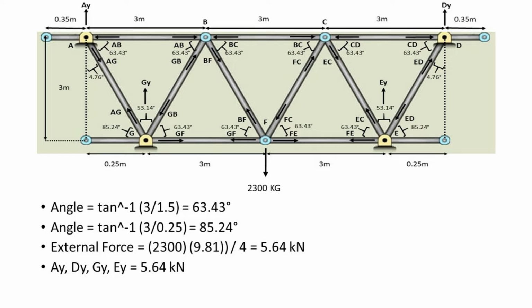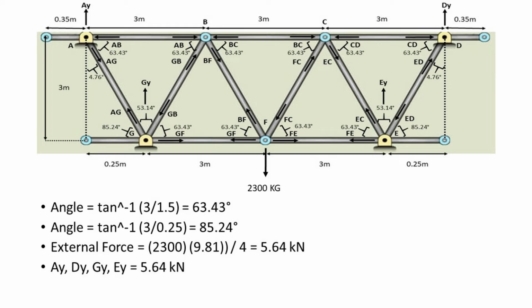To calculate the external force that acts on this frame, we should know the number of supports. There are 4 supports here. Therefore, the weight has to be divided by 4. 2300 must be multiplied by 9.81 to convert kilograms to newtons, and newtons can be converted to kilonewtons to make our calculation simpler. Through our calculation, we can conclude that AY, DY, GY and EY equal 5.64 kilonewtons.